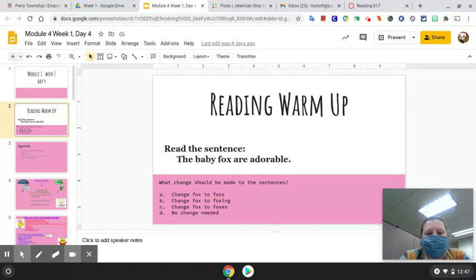Which one is the correct answer? A, change fox to fox. B, change fox to foxing. C, change fox to foxes, or D, no change needed? Write the answer on your slate.